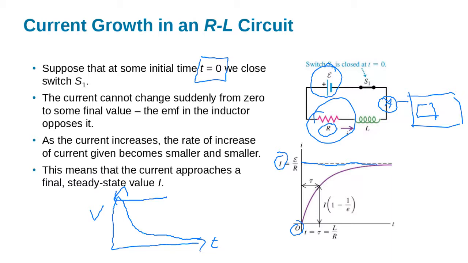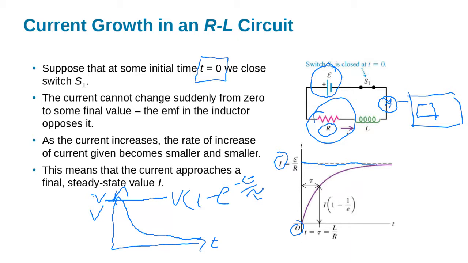So this is just going to be whatever value we get here. Just call that V times 1 minus the exponential decay. So that's e to the minus t over tau.